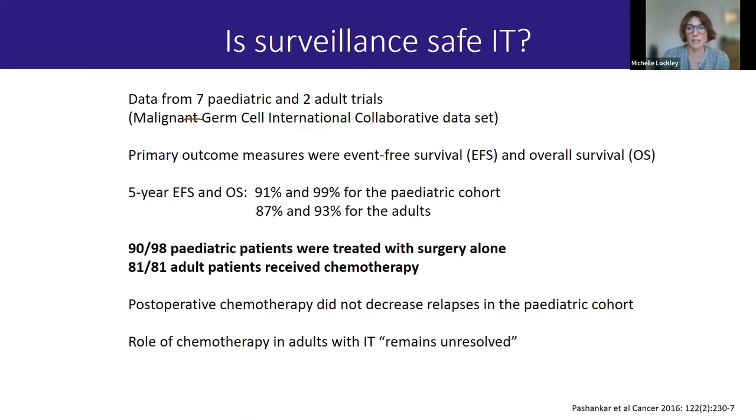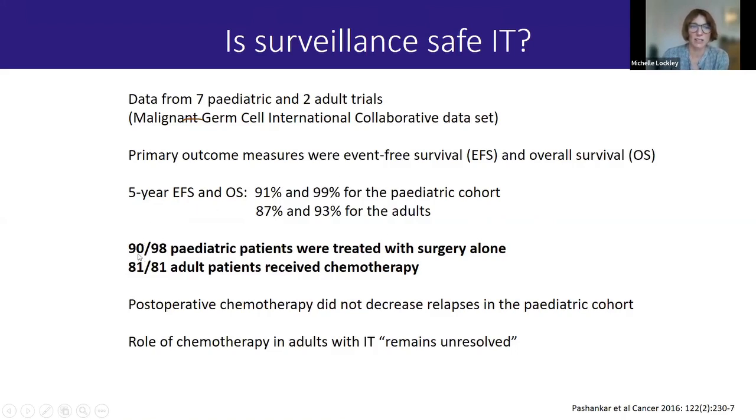Okay, so there was this paper that came out a few years ago asking how safe is surveillance in immature teratoma? They extracted data from 7 pediatric and 2 adult trials. And this is MAGIC, which Helen referred to earlier, the Malignant Germ Cell International Collaborative, of which I'm currently vice chair. So we pulled these trials and we looked at outcome. And you can see that, as with everything so far today, the 5-year event-free and overall survival were fantastic in the pediatric cohort and also in the adult cohort.